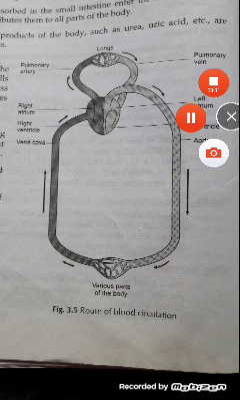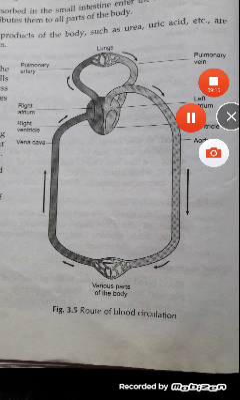The capillaries hence form a dense network reaching out to each and every part of the body. The flow of blood is very slow in capillaries. They join to form venules and veins, which in turn return the blood from organs and tissues to the heart. So this is about the capillary.